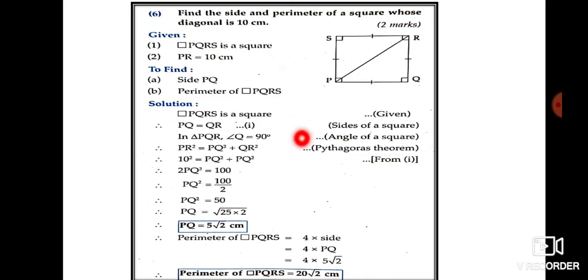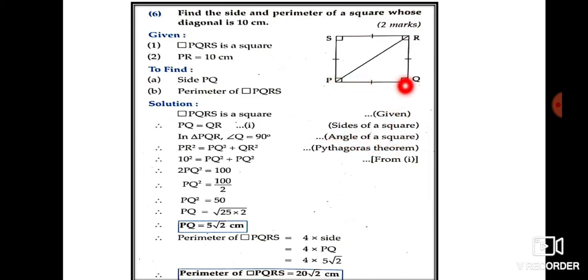Now the solution. You write: quadrilateral PQRS is a square. PQ is equal to QR because it's a square, sides of a square. Now, by drawing this diagonal, you get a triangle over here. It's a square, so each angle is 90 degrees. So you can say in triangle PQR, Q is 90 degrees. You have to mention the reason: angles in a square.